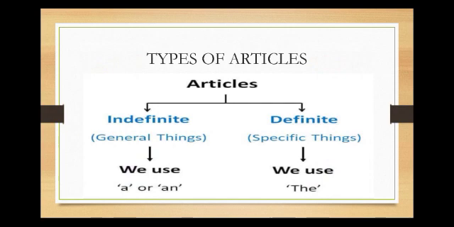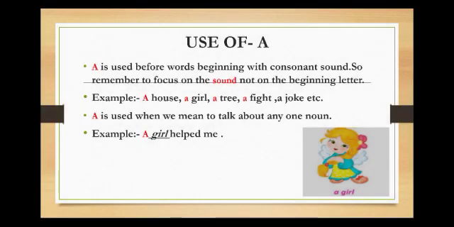These three articles are further divided into two types, definite and indefinite. Children, a and an are the indefinite articles because they talk about general things. And the is the definite article because it talks about specific or particular things. Now let's study them.